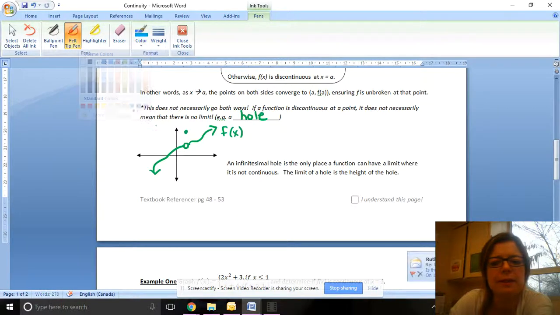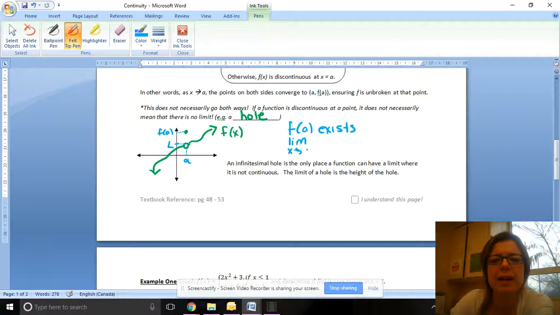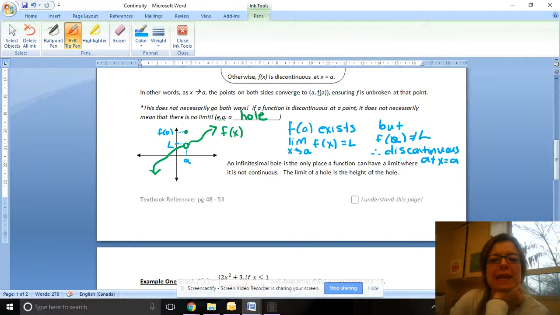So this here is L, that's the limit, and this here is f of a, if this x value is equivalent to a. So in this case, we can say f of a exists, and the limit as x approaches a of f of x is equal to L, but f of a does not equal L, so therefore it's discontinuous at x equals a. An infinitesimal hole is the only place where a function can have a limit where it is not continuous. The limit of a hole is the height of the hole.